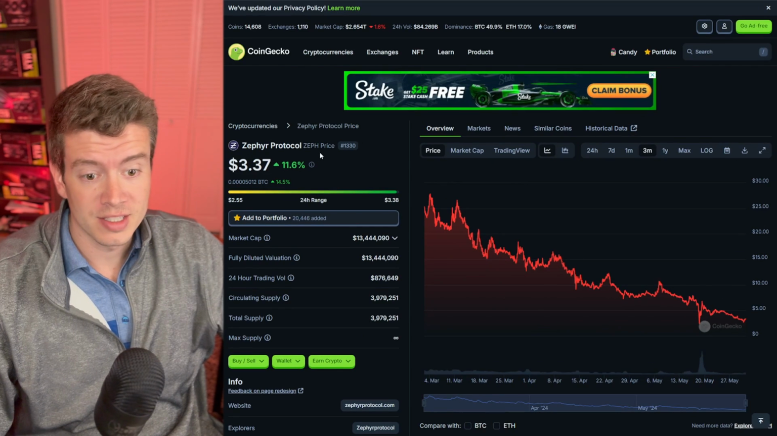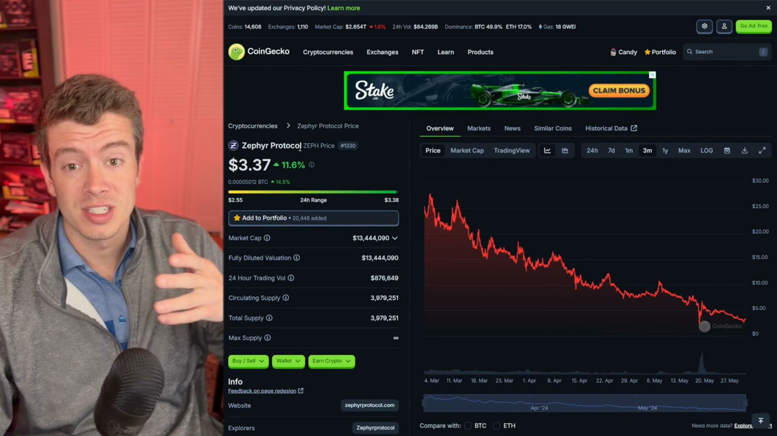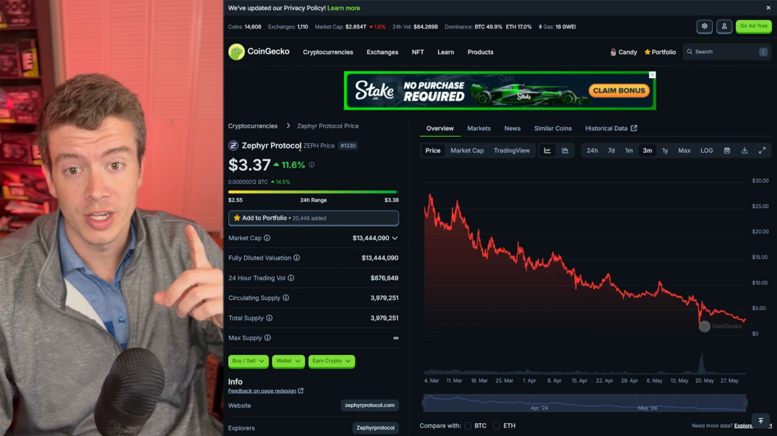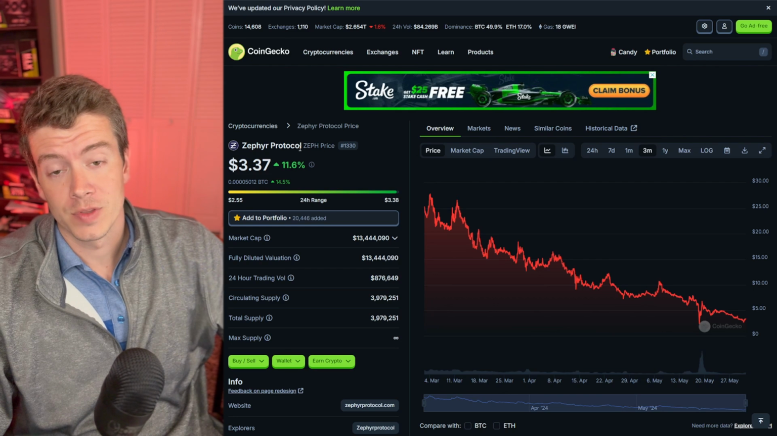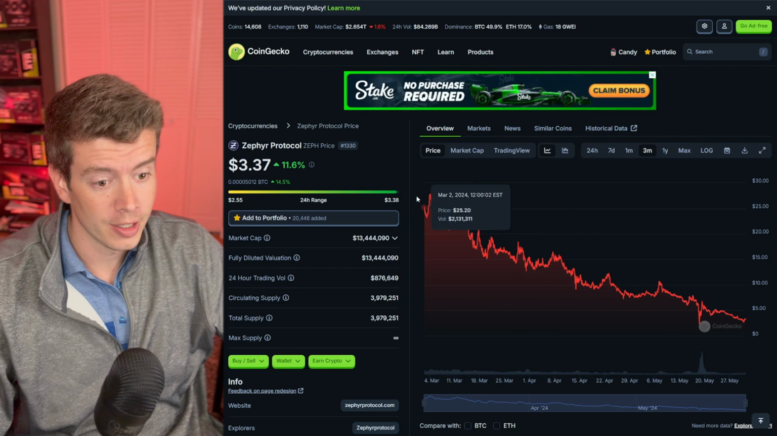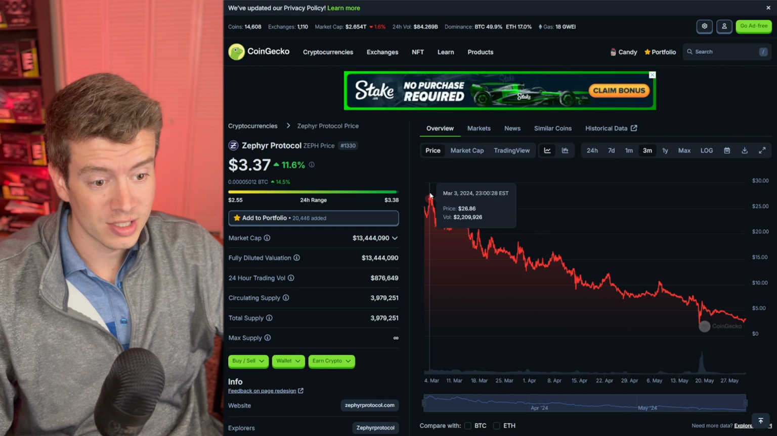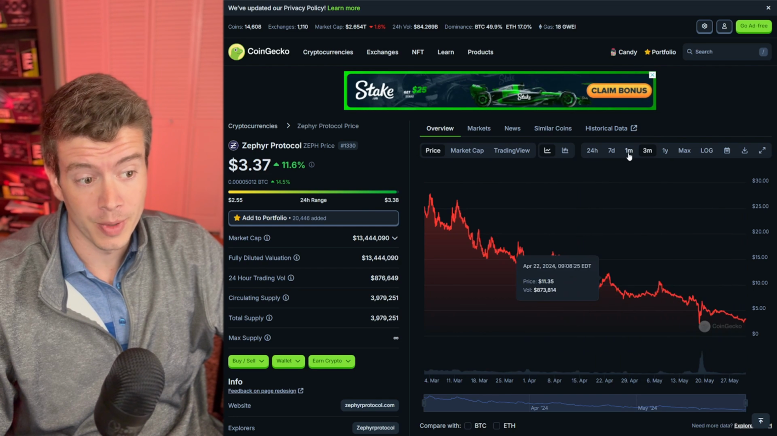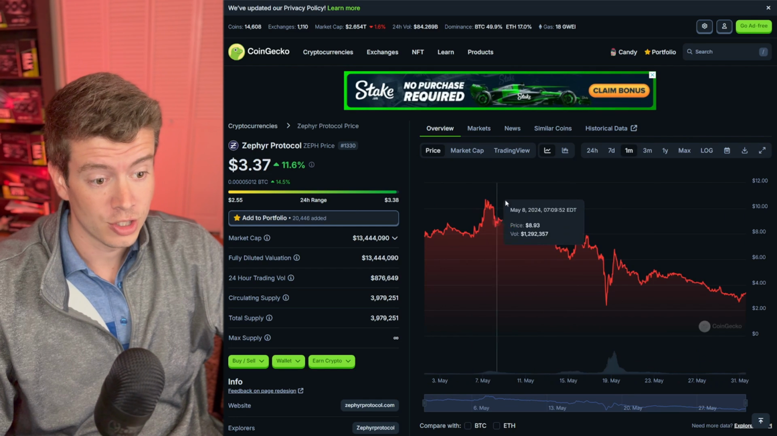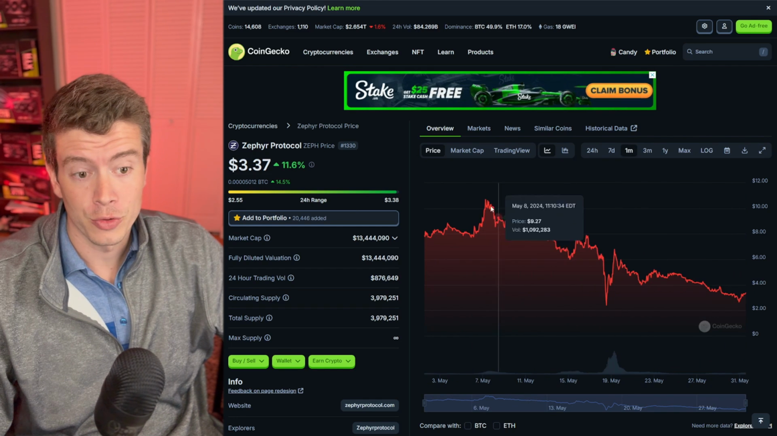First one was that Zephyr, the coin that I've been CPU mining on just one single Ryzen 3600, has crashed big time. So if we take a look at the 3 month chart here, it's gone from around $26 to $3 in the past 3 months. But in the last 1 month, it's gone from $10 down to $3.